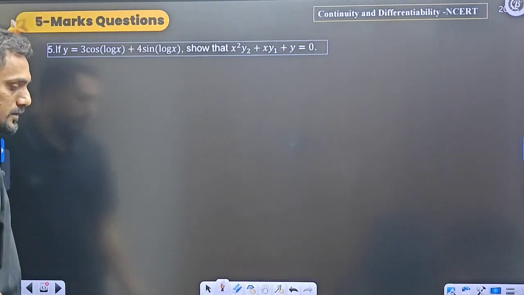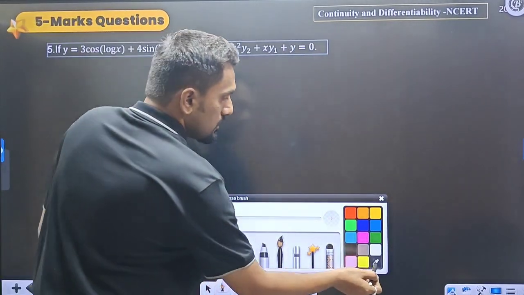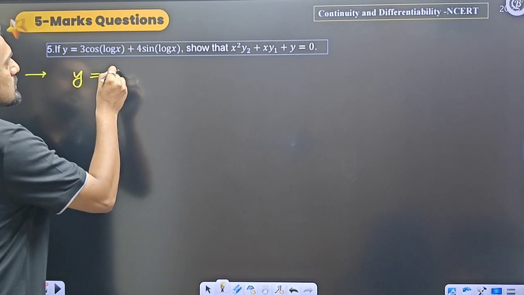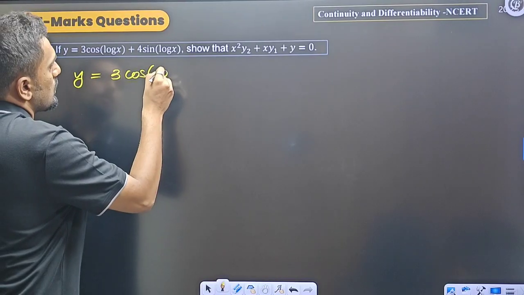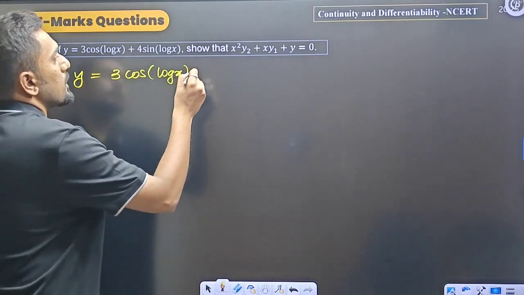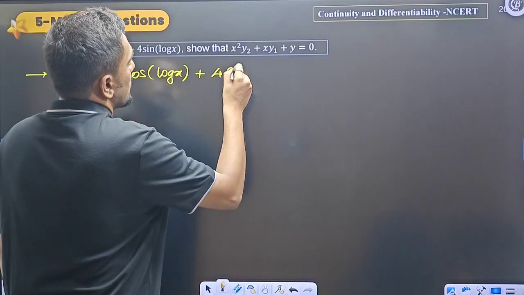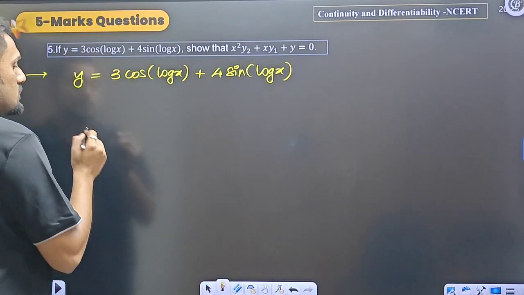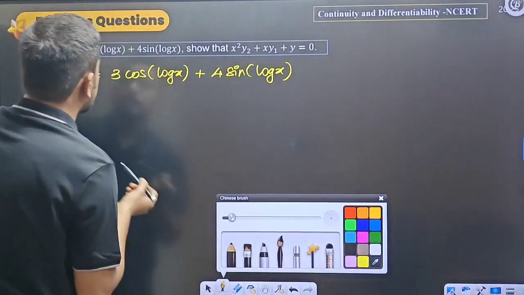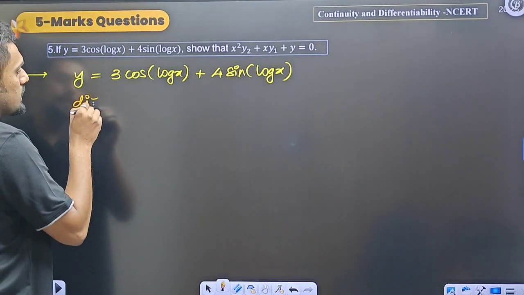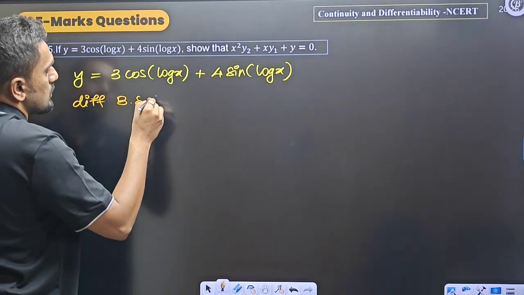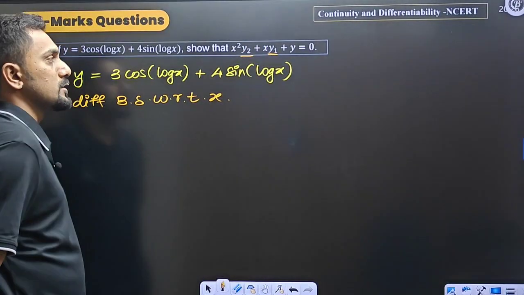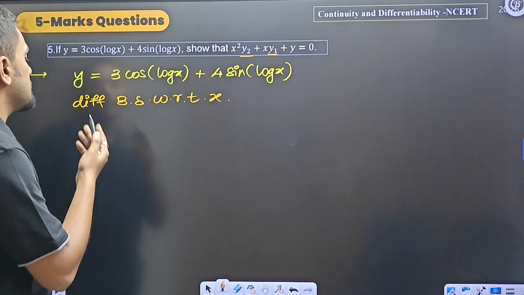And coming to the next question, y is equals to 3 cos of log x plus 4 sin of log x. Okay, so if I differentiate this with respect to x, differentiating both sides with respect to x, ಇಲ್ಲಿ ನೋಡ್ರಿ y2 y1 ಅಂತ ನೊಟೇಶನ್ ಯೂಸ್ ಮಾಡಿದ್ದಾರೆ, ನೋ ನೀಡ್ ಟು ಚೇಂಜ್, ಅದನ್ನ ಆಸ್ ಇಟ್ ಈಸ್ ಕ್ಯಾರಿ ಮಾಡಿಬಿಡ್ರಿ.